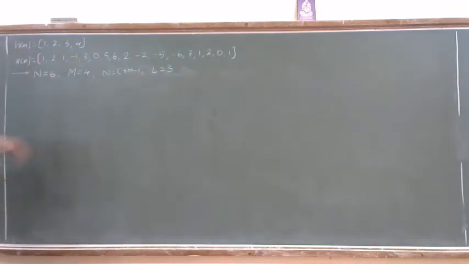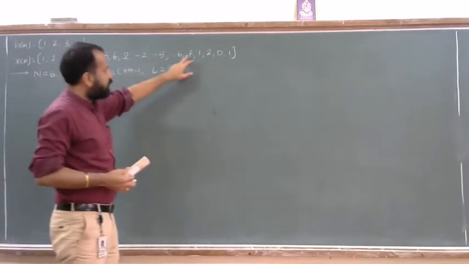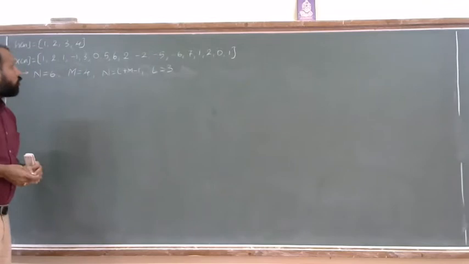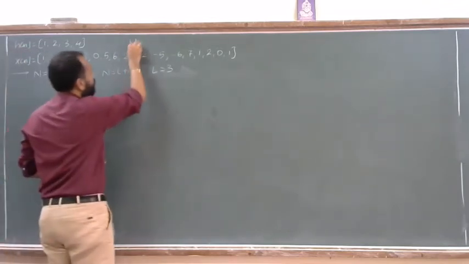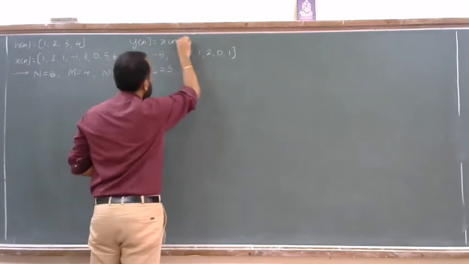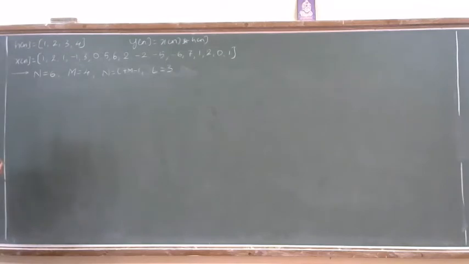So, for a linear filter, the impulse response h of n is defined as 1, 2, 3, 4, and the input is defined as 1, 2, 1, minus 1, 3, 0, 5, 6, 2, minus 2, minus 5, minus 6, 7, 1, 2, 0, 1. Now, we need to obtain y of n, which will be the convolution between the input and the impulse response. Linear convolution between input and impulse response by using the overlap save method.